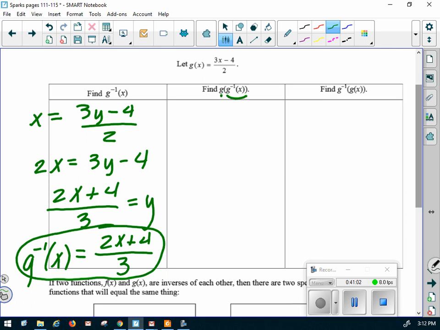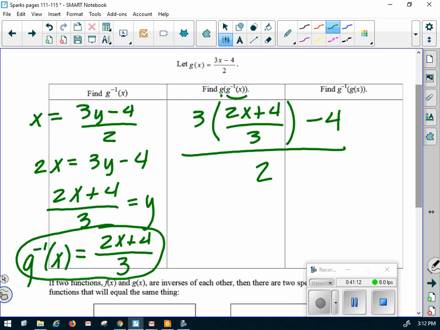All right, so this is going to be 3 times (2x plus 4) divided by 3, minus 4, all divided by 2. I put G inverse wherever I saw X. This is G of G inverse of X.